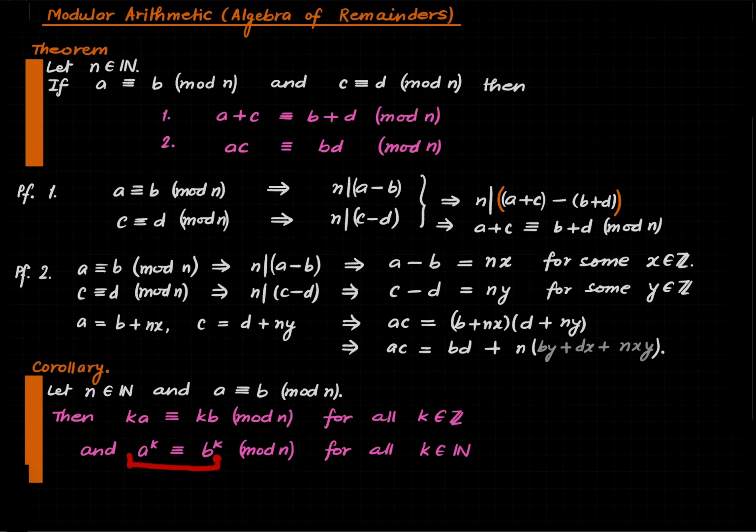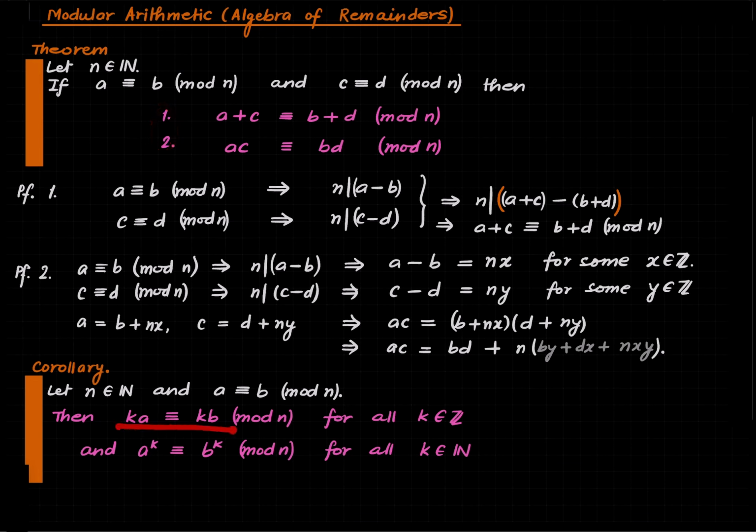And you can also exponentiate by any natural number, not negative numbers. Doesn't make sense to write a to the power minus 2. Even though we will assign a meaning to it later, if it can be assigned, it cannot always be assigned. But for now, we are only going to be using natural numbers. So you can exponentiate by natural numbers, and this is just a corollary of these two.